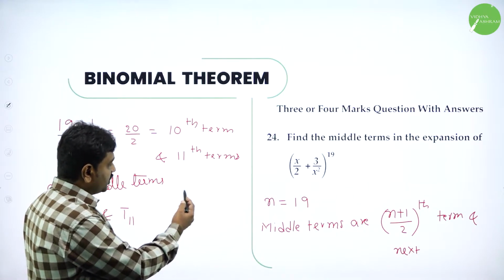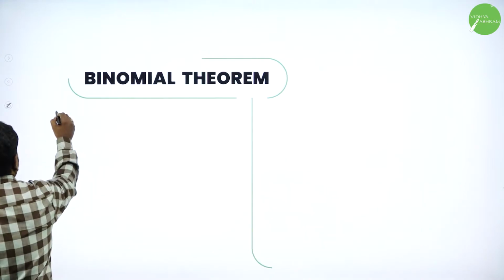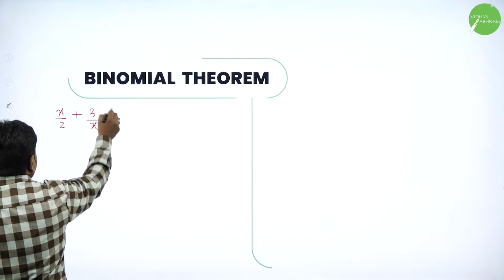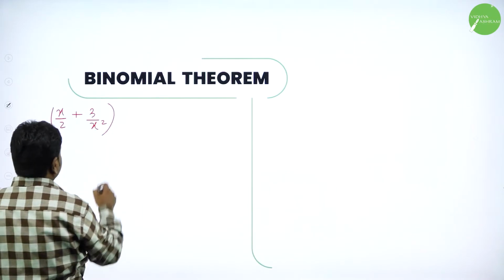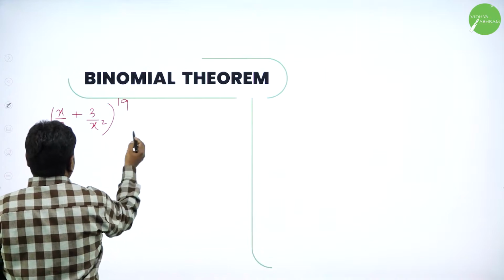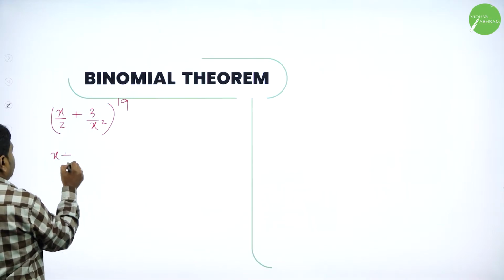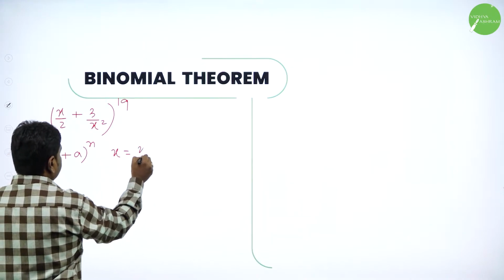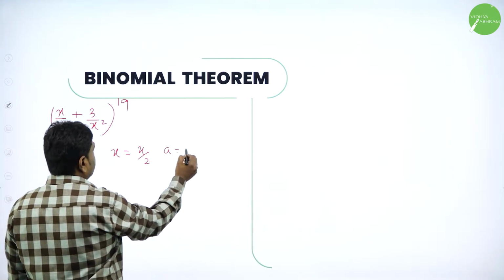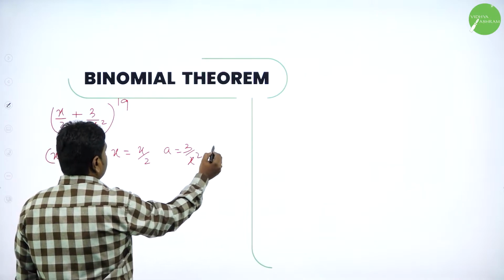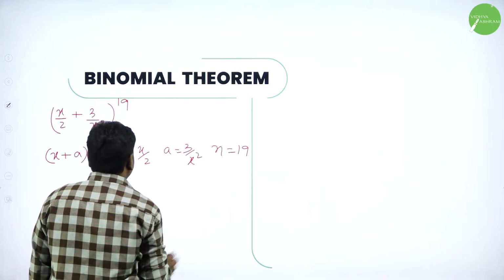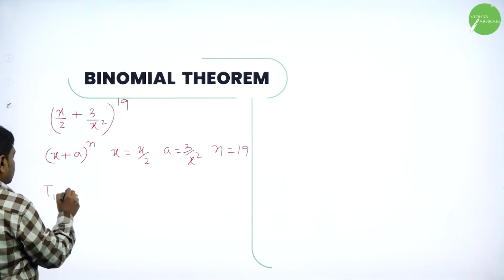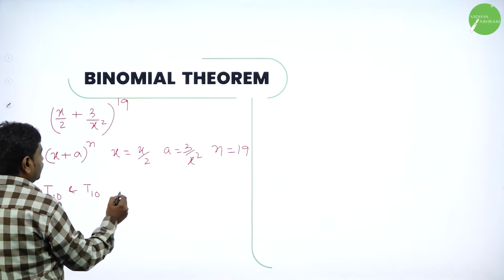(x by 2 plus 3 by x square) power, what is given? 19. So it is in the form (x plus a) power n. By method of comparison, x is x by 2, a is 3 by x square, and n is 19. And now we need to find T10 and T11.